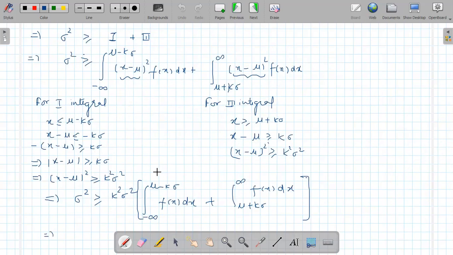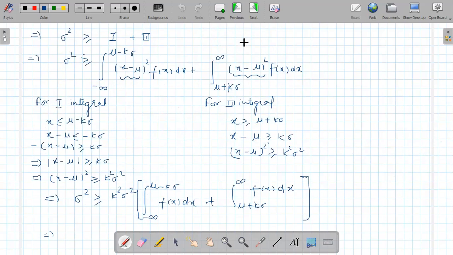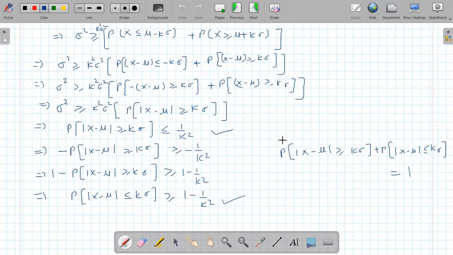Now see this integral. This is what? This is the probability that x is less than or equal to mu minus k sigma. And this is the probability that x is greater than or equal to mu plus k sigma. So we replace them by corresponding probabilities.